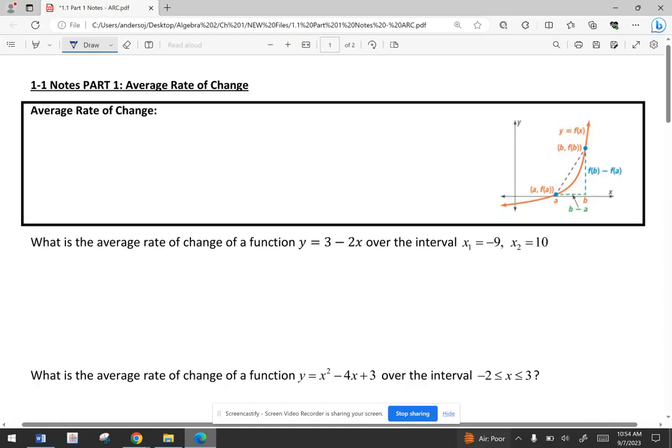We are going to be talking today about section 1 in chapter 1, and we're going to be discussing the average rate of change. So, you may have never heard of the average rate of change, but I do know that you have heard of slope. So, most of you know that the formula for the slope is the change in the y's over the change in the x's.